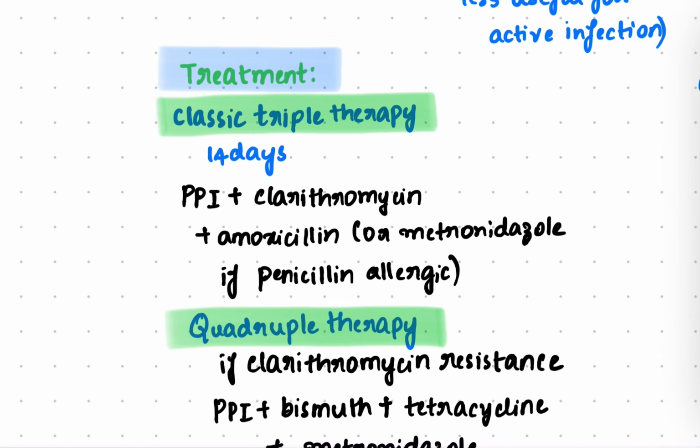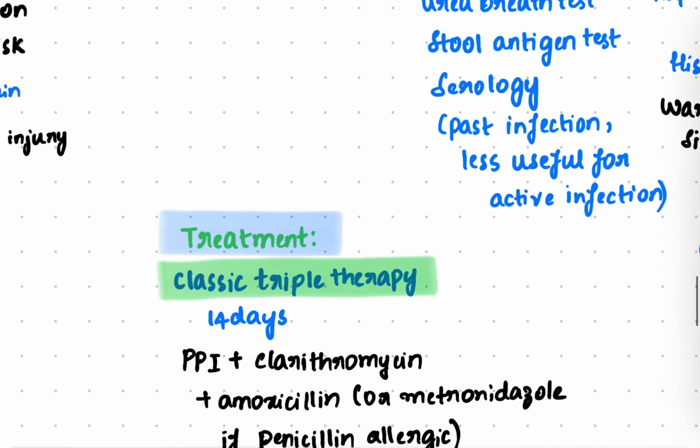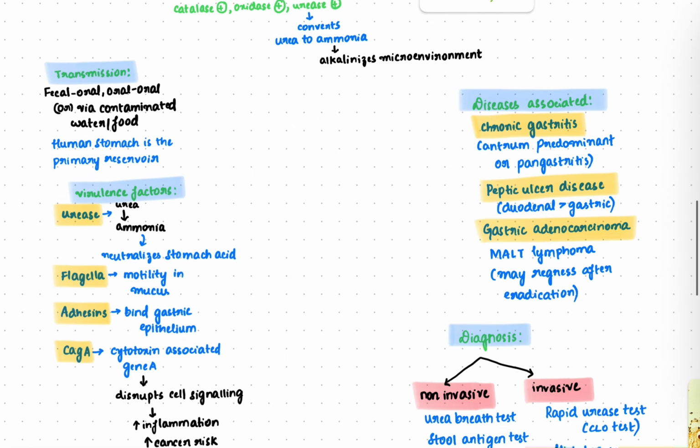The next type is quadruple therapy. If clarithromycin resistance is seen, as in triple therapy, we can give a proton pump inhibitor with bismuth, tetracycline and metronidazole. So these are the important points in Helicobacter pylori.